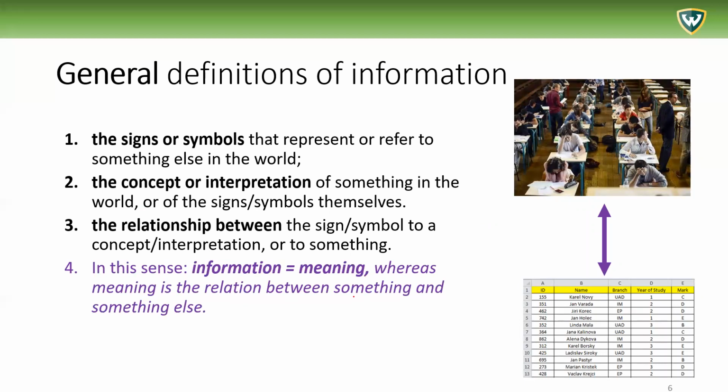Meaning is the relation between something and something else, right? So the kids taking tests, and all that information about the tests of all the students and so on, goes into the database. So information is the relationship between these. And that's how we can also build on the special definition of information. So these are the three, and the special definition comes from this one here.